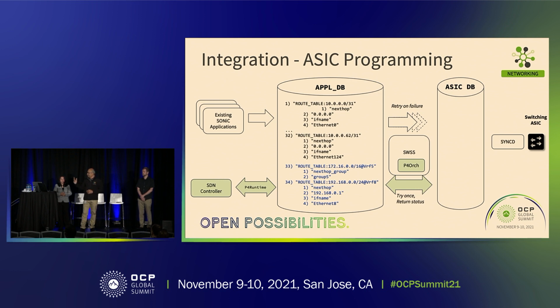We are introducing in this architecture P4RT, a new ARC in Swiss that will publish responses. It tries once for any intent that is published in the application DB, finds out the response, and lets the application know, lets the remote controller know the failure or success of the programming so that the controller can then take remedial action. Moving on to the architecture now.